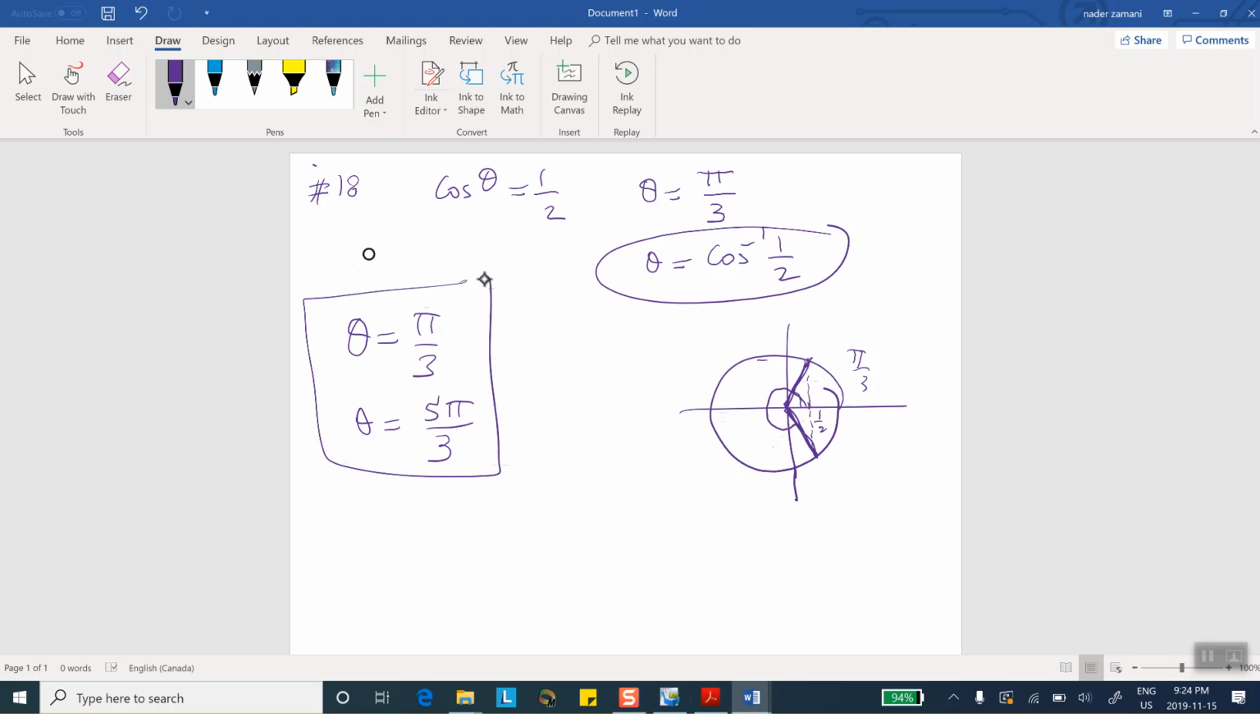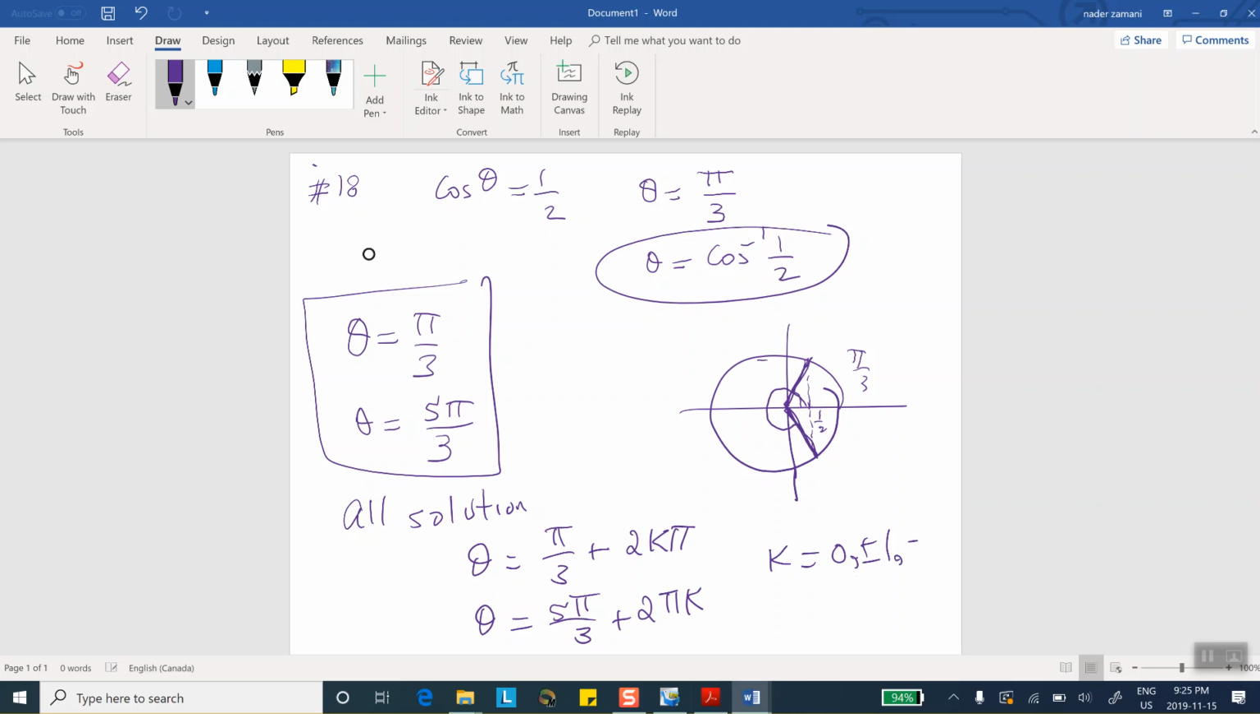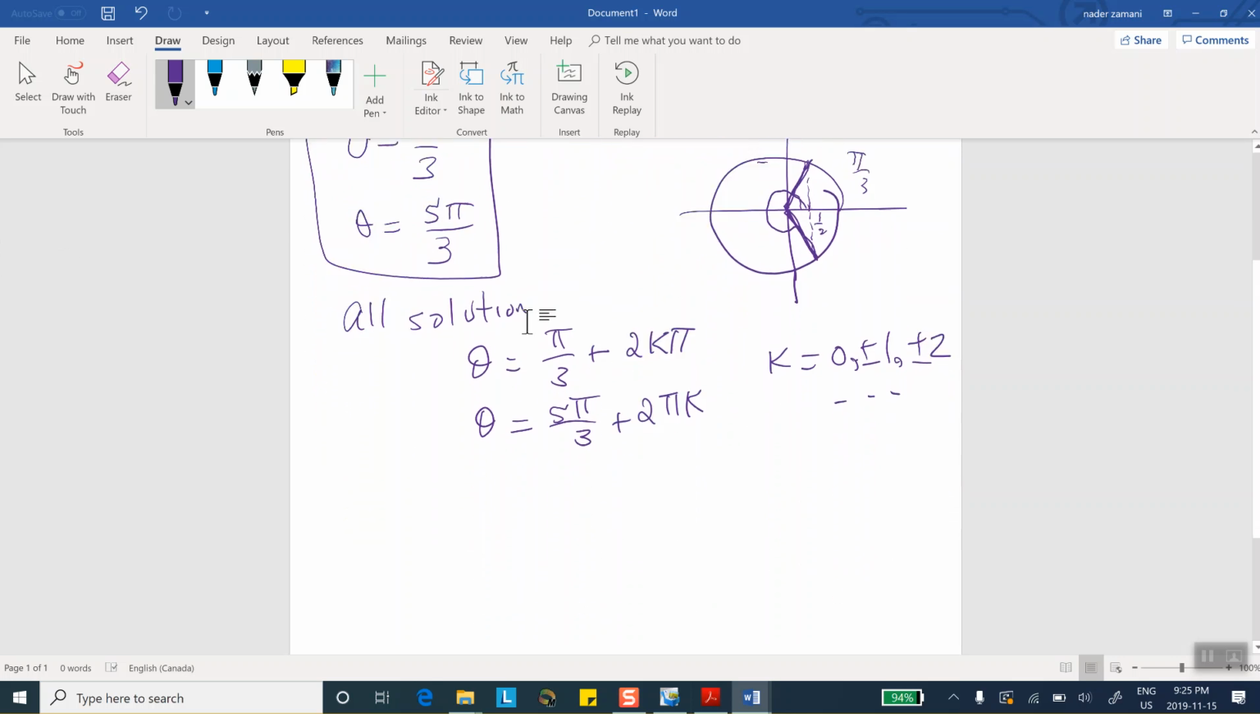So once you get this, then you get the general solution. All solutions is theta equal to pi over 3 plus 2 pi k and theta equal to 5 pi over 3 plus 2 pi k, where k is equal to 0, plus or minus 1, plus or minus 2, basically all positive and negative integers. This is all solutions. We could just use different values of k.